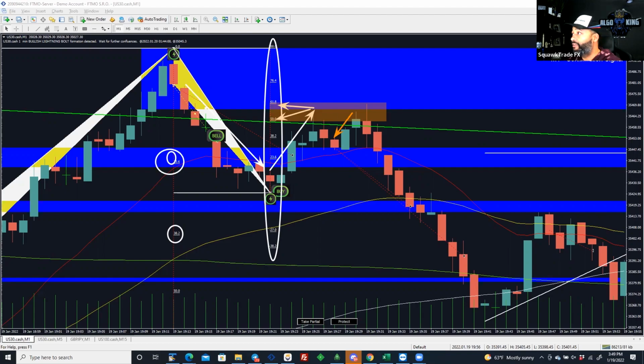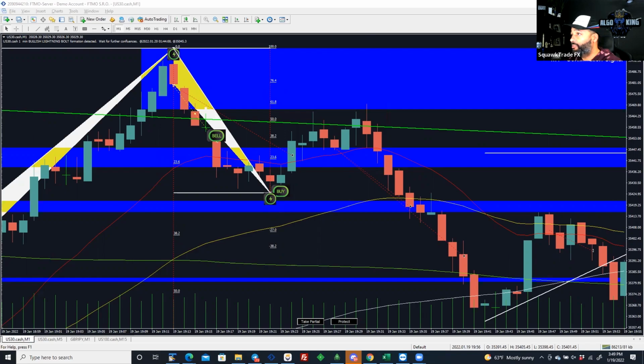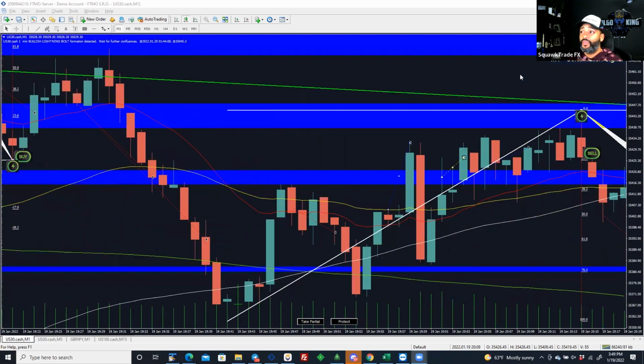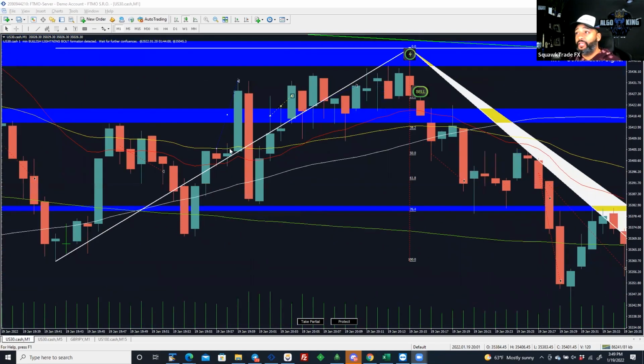And price then moved in my direction. And as you can see, I took partials along the way whenever possible. I mean, that's basically it. This here is off of a rejection. I'll show you this one here. This one is a little bit more complex, but this one was off of a rejection of this zone, right?